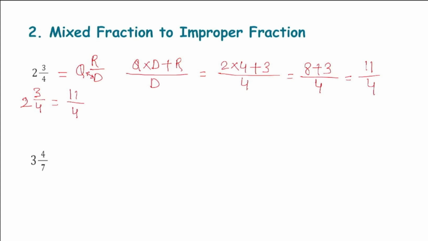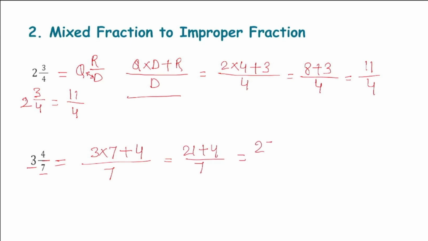Next I have taken 3 4 over 7. Again we will substitute the values in this formula. Here we have Q equals 3, R equals 4 and D equals 7. So Q times D, which is 3 times 7, plus 4 over 7. 3 times 7 is 21, plus 4 over 7, which gives us 25 over 7. So we can write 3 4 by 7 as 25 over 7.